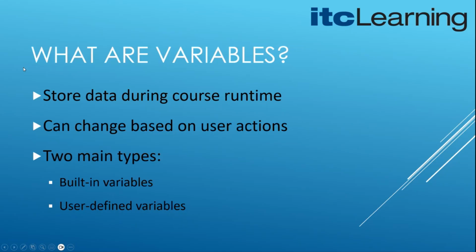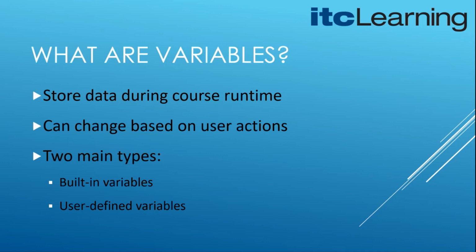Okay. So in more specific terms, variables store data during your course runtime. As a person is going through the course, the things they do, the things they click, different things that happen in Lectora are stored in different ways, and you can use that information throughout your course, whether it's basing it from interactions or checking the score, that sort of thing as well. Variables can be changed based on things that just happen in Lectora, as well as specific user actions. And there are two main types, which we'll go through a little bit today.